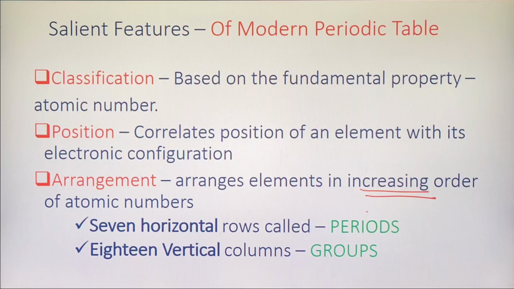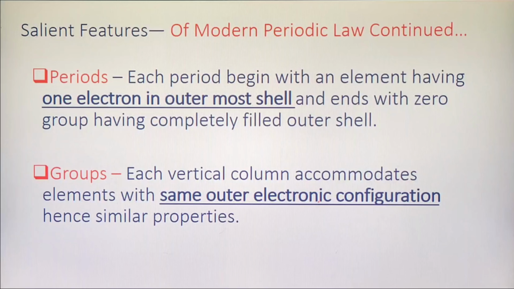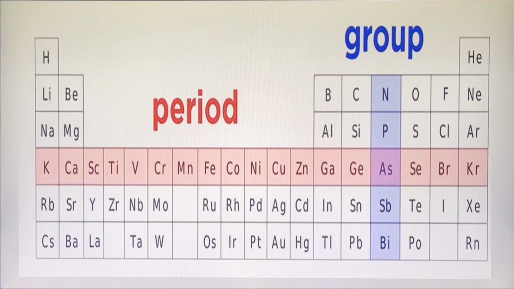This is the definition of the periodic table. What is a periodic table, children? A periodic table is a systematic arrangement of elements. Now, how are they arranged? They are arranged in increasing order of their atomic numbers. Clear? Now, in the periodic table, as you can see in this table, there are some horizontal lines and some vertical lines.